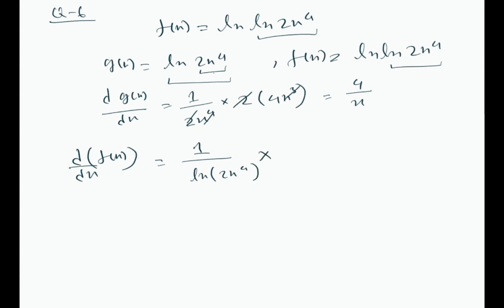And then the derivative of the inside function. The derivative of the inside function, we have taken it only as 4 over x. The final answer would be 4 over x ln of (2x) to the power 4. So this is the final answer for this question.